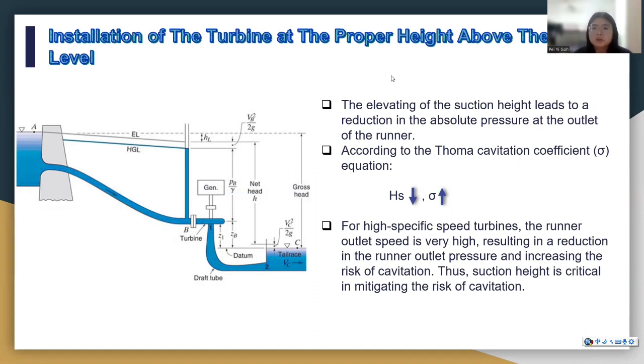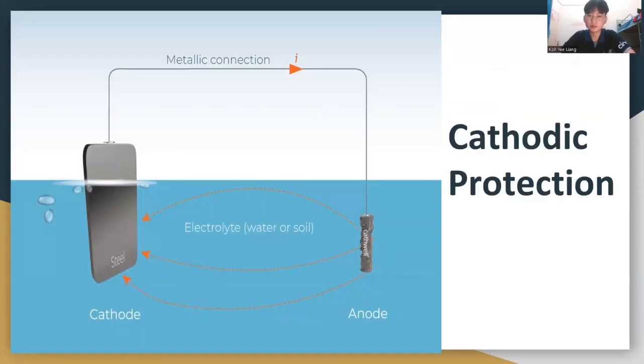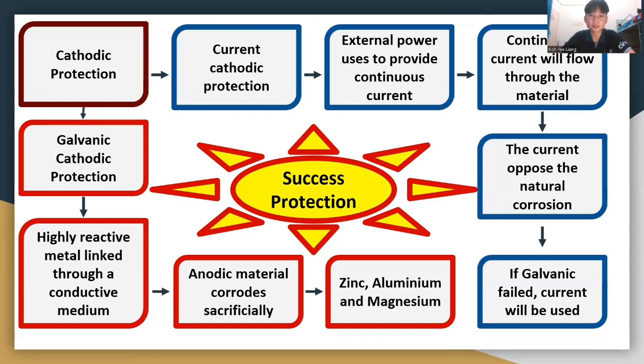Thank you. Now, for the third way of prevention, we will use cathodic protection. There are two types of cathodic protection. The first type is galvanic cathodic protection. It uses highly reactive metal linked through a conductive medium, and the anodic material will corrode and sacrifice itself.